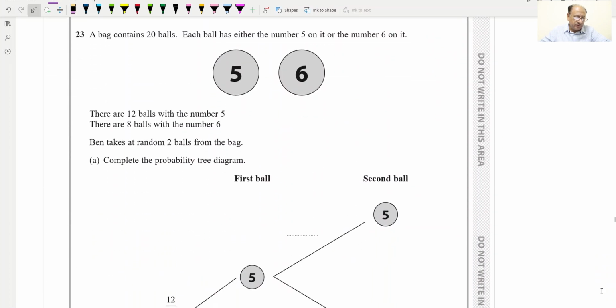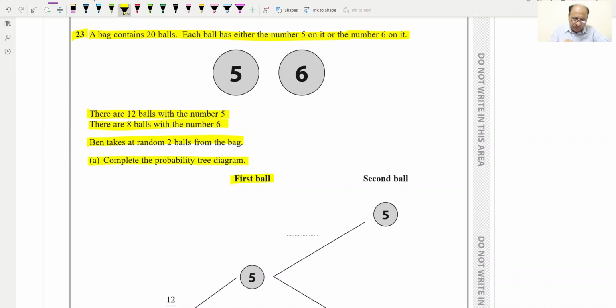Hopefully you understood this. Now question number 23. Question 23 is a probability question. A bag contains 20 balls. Each ball has either the number 5 on it or the number 6 on it. So there are 12 balls with the number 5 and 8 balls with the number 6. Ben takes at random 2 balls from the bag. Complete the probability tree diagram.